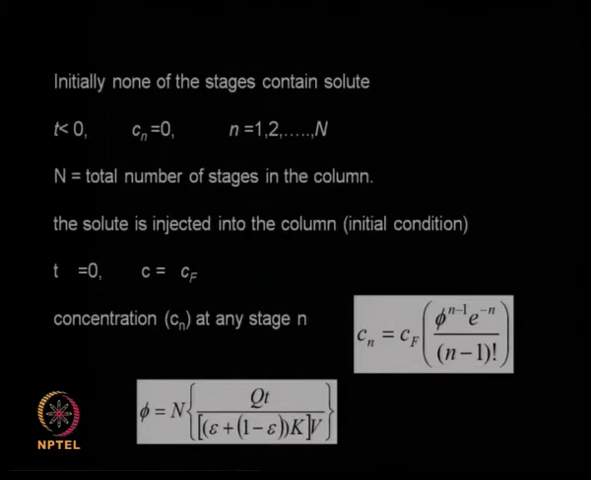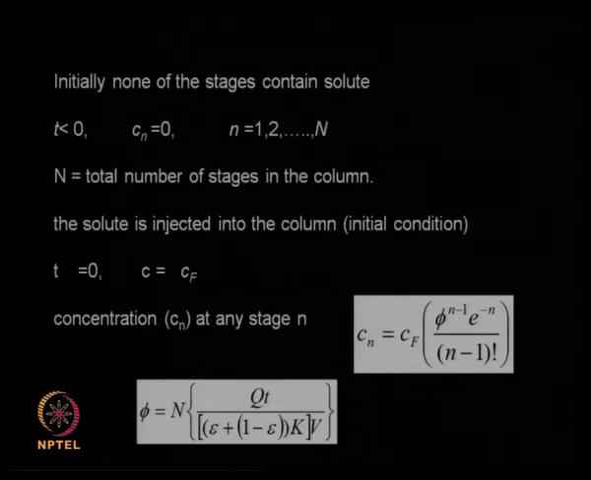So, what happens initially? There is no solute, that means at time less than 0 we have no solute. So, Cn equal to 0 for all n from 1 to capital N, at time less than 0, where capital N is the total number of stages. Now, at time equal to 0 I am injecting the solute, in the start of my tubular reactor or tubular chromatographic column. So, these are the initial conditions.